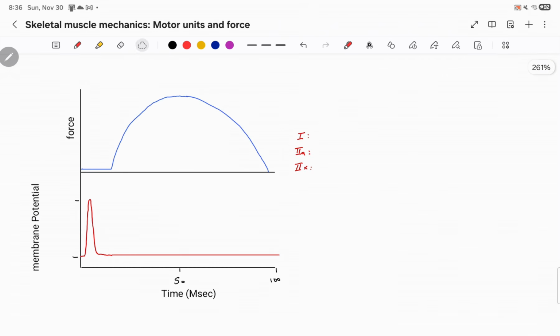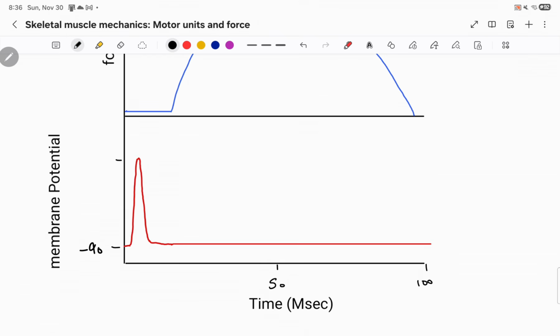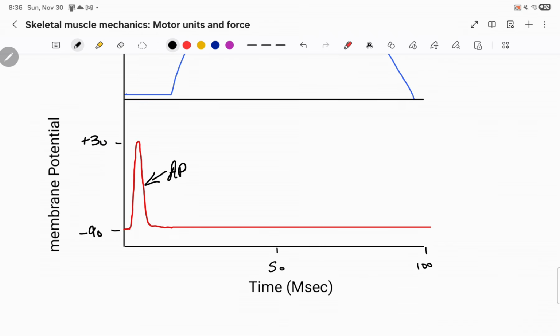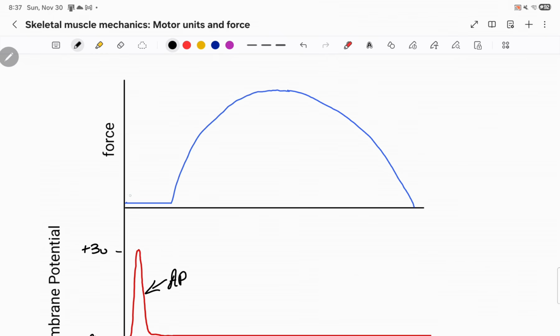So we've already looked at this graph in the previous video, right? We said that the skeletal muscle's resting muscle membrane is minus 90, and it reaches a peak of positive 30, right? And we said this is the action potential. It lasts 1 to 2 milliseconds or 1 to 5 milliseconds, like I said, depending on who you ask, right? And it's this portion. We said that as the action potential is occurring, you can see that there's no force being produced, and that's because this is the latent period.